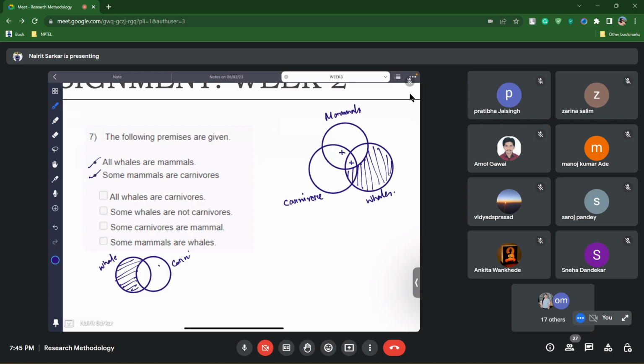Is it valid? No, sir. Why? It is shaded, right? So why is it not valid? Anyone? Why is it invalid? Because there are whales which are mammals also.